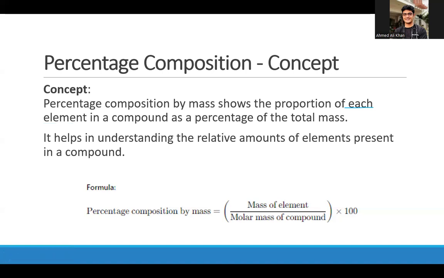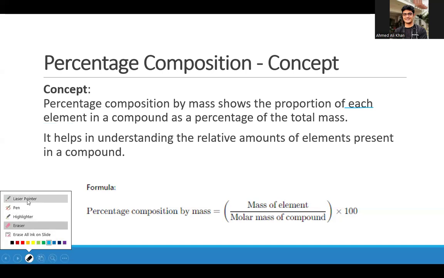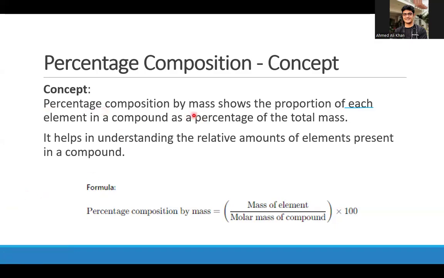Percentage composition by mass shows the proportion of each element in a compound as a percentage of the total mass, right? And it helps us to understand the relative amounts of elements which are present in a compound.